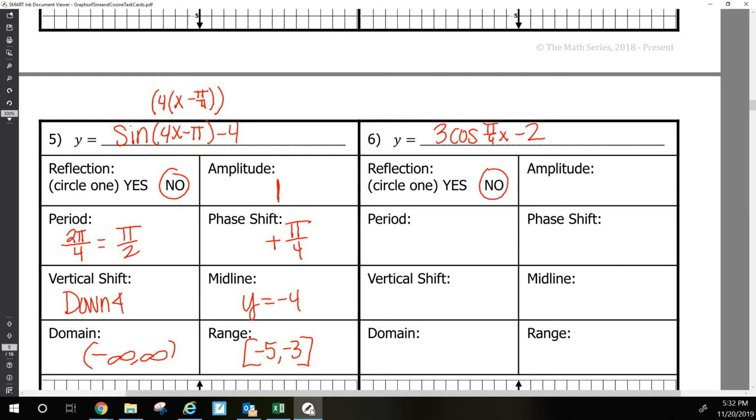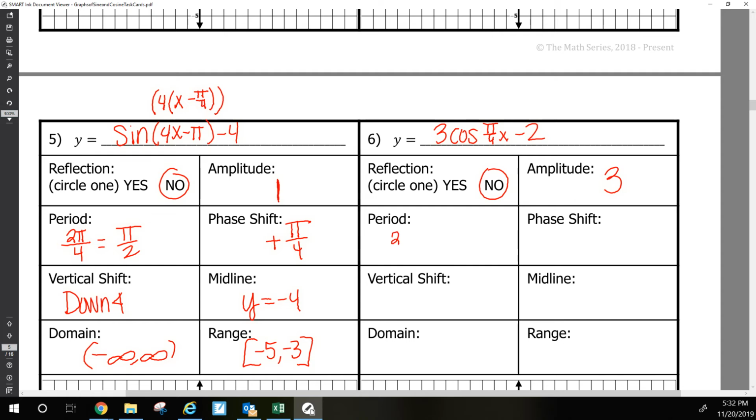No, so we do not have a reflection. We're going to start up at our 1, go down, and then back up, because that's the cosine curve, right? Amplitude, we do have an amplitude changer of 3, so we're going to go 3 above the midline, 3 below the midline. Do I have a period changer?